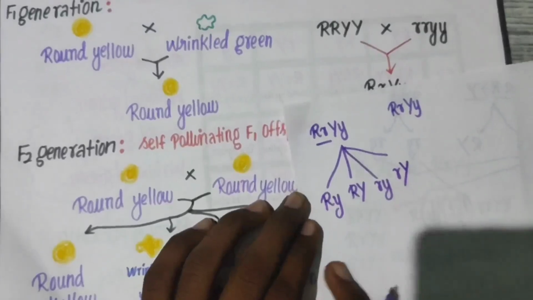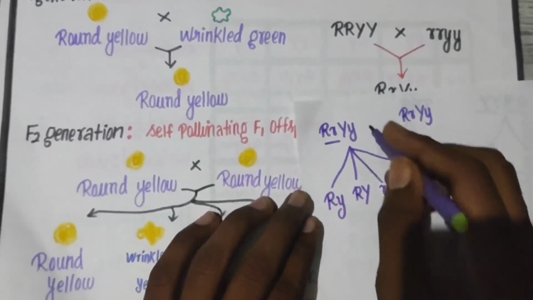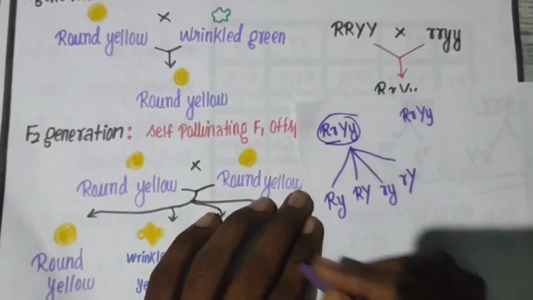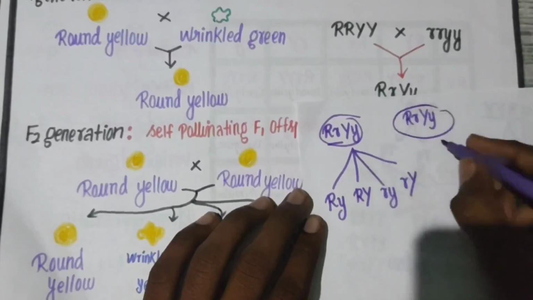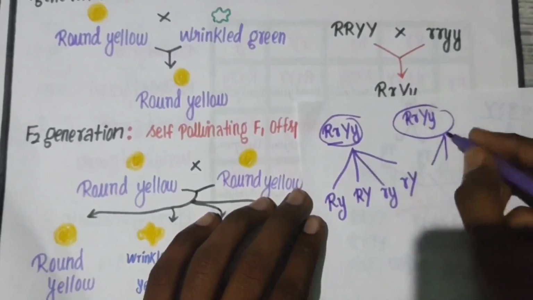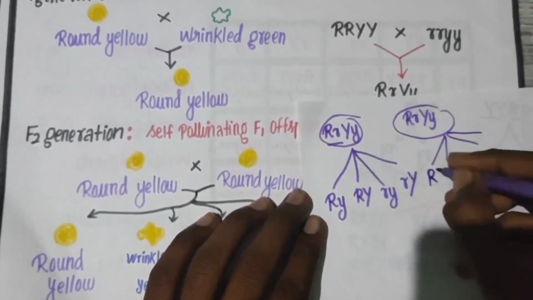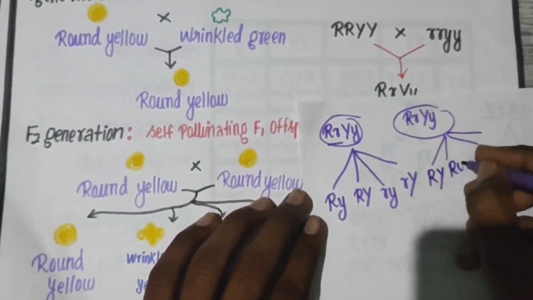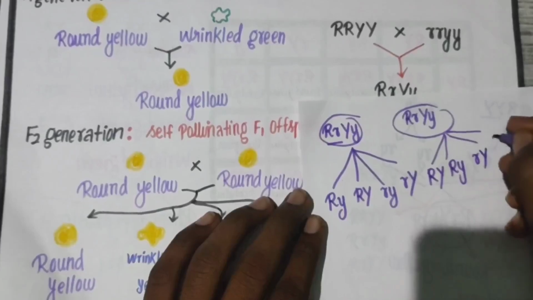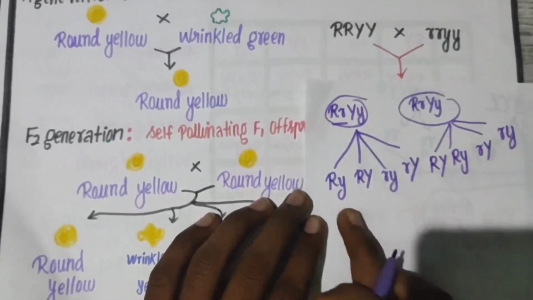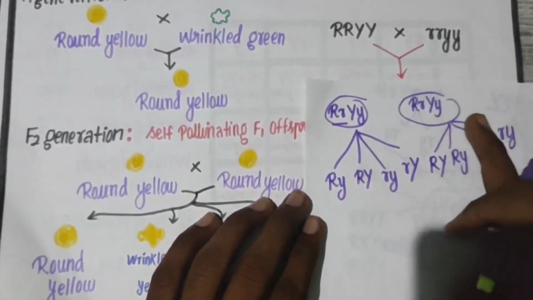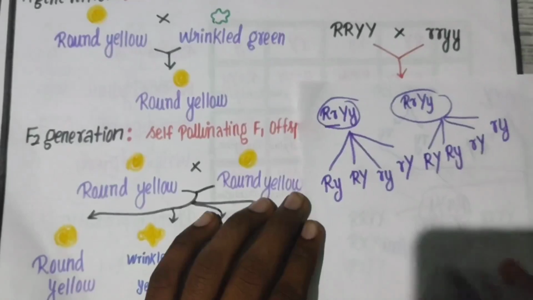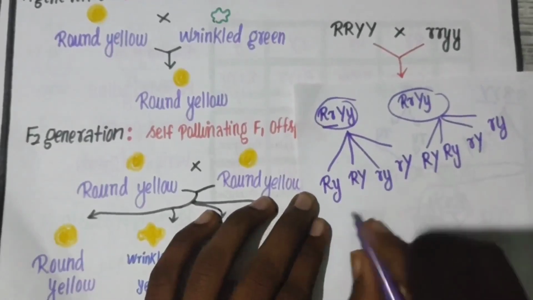So these are the four types of gamete that can be released from this first plant, which we have taken from the F1 generation. Similarly, from here also you can get four types of gametes: capital R capital Y, capital R small y, small r capital Y, small r small y. These are the four types of gamete released by this second plant, which we have taken from the F1 generation. Now, when these two gametes combine, what is the result?